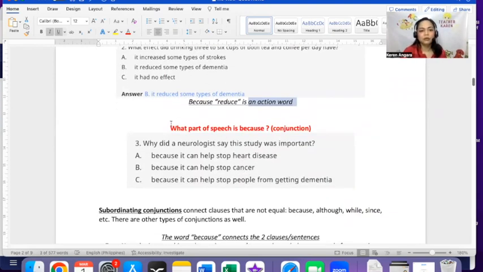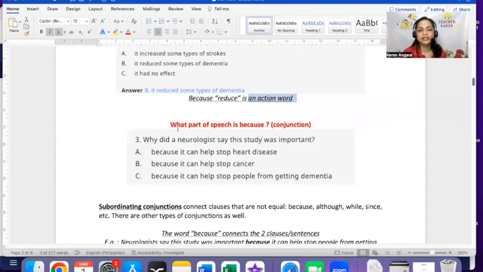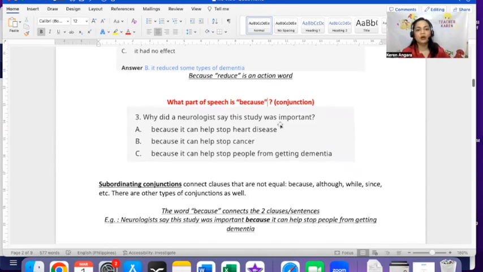Now, we have here another example. What part of speech is the word because? Say what? Because I do know for a fact that it's a conjunction. Conjunctions are words that connect phrases or sentences in a sentence. So, if you don't know what part of speech it is, then you better ask Google.